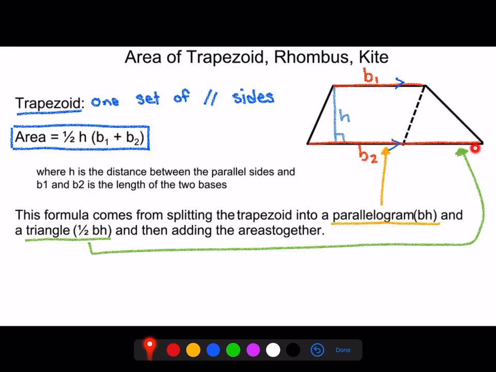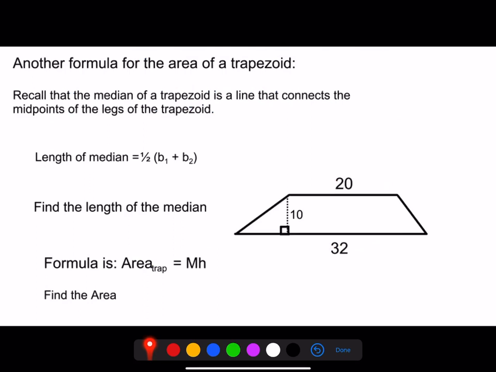Now, where this formula comes from, if I have this dashed line here, then what we have is a parallelogram and a triangle. So the formula comes from splitting the trapezoid into that parallelogram, base times height, and the triangle, 1/2 base times height. Adding those areas together will give us the area of a trapezoid, and also this equation right over here. Area is equal to 1/2 height times base 1 plus base 2. Very important that you guys know this one. Very useful for you guys moving forward with this stuff. So, let's go ahead and try some of these out.